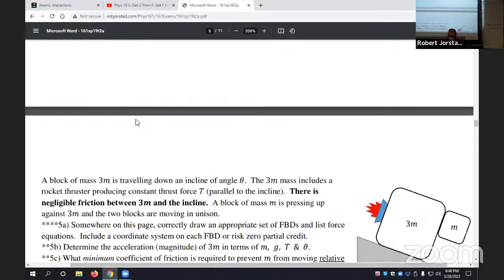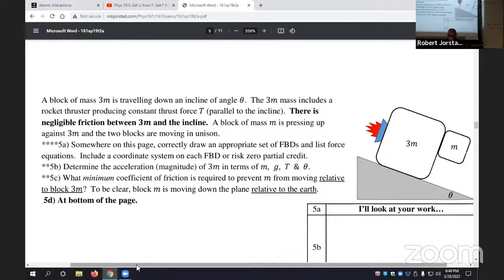Let's go to this one. This looks like an FBD problem to me, right? You've got some blocks, they're touching. What force is holding up block M? Friction. What force is making block M go down the ramp? No. The rocket is making 3M go down. What force is pushing M? 3M. Okay, so a normal force between 3 and 1. What else? mg sine theta, part of gravity, right?